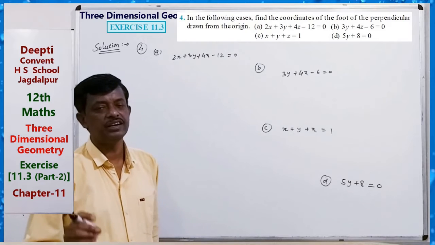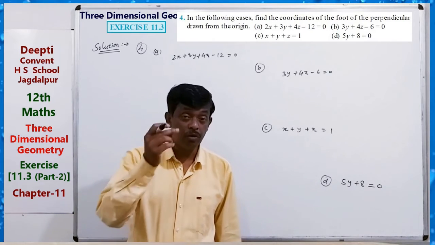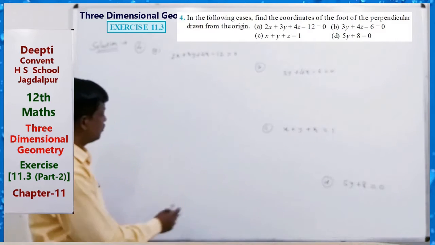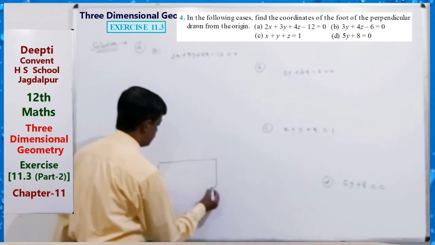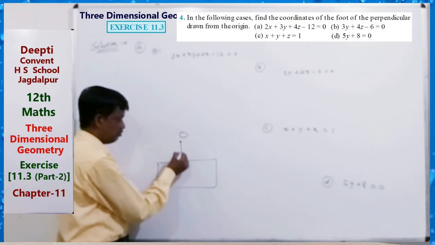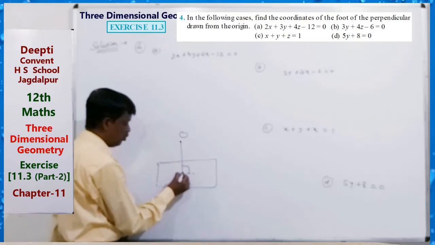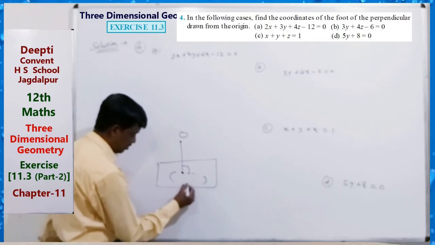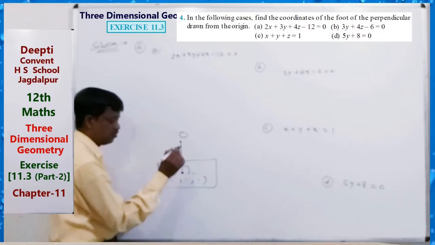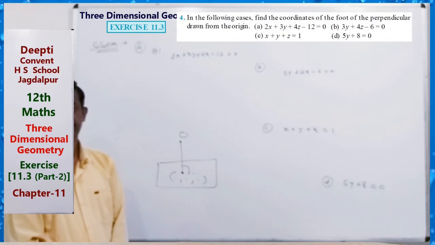We have to find the foot of the perpendicular from the origin to the plane. Suppose this is plane R, and this is the origin. This is the perpendicular distance, and the foot is this point. What is the coordinate of this point?